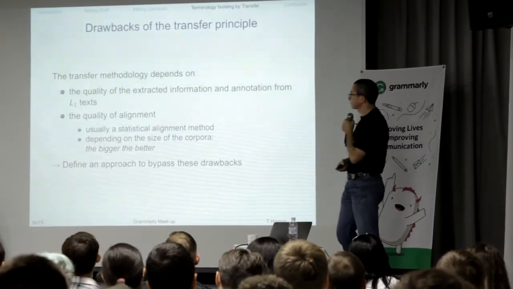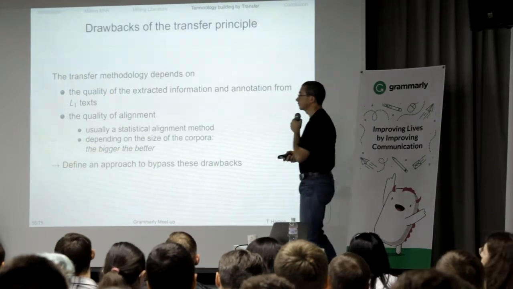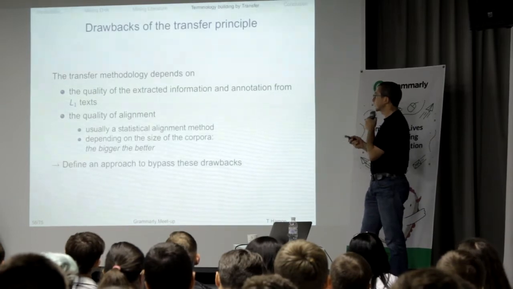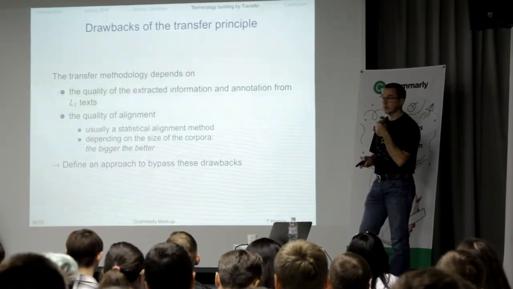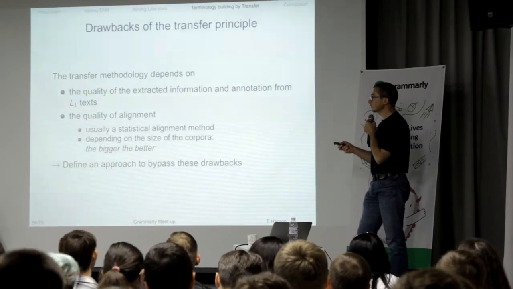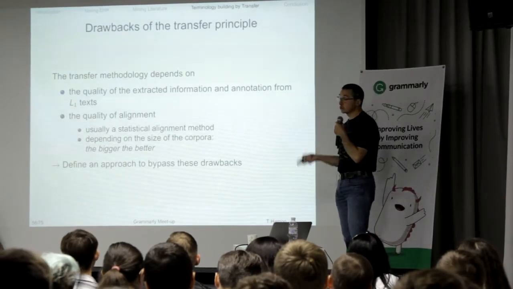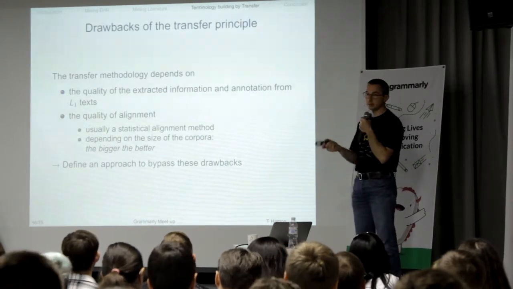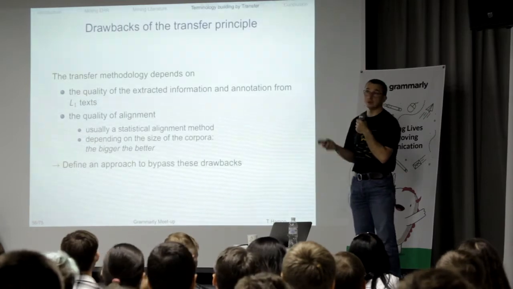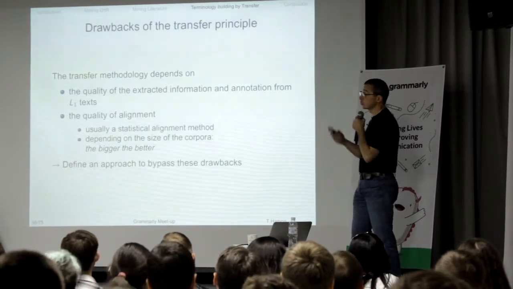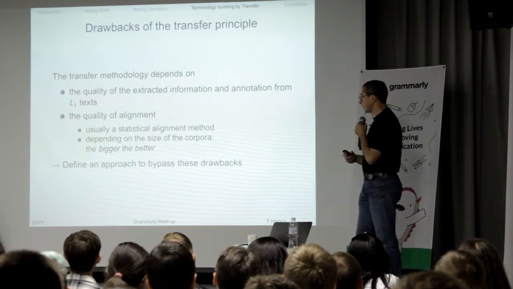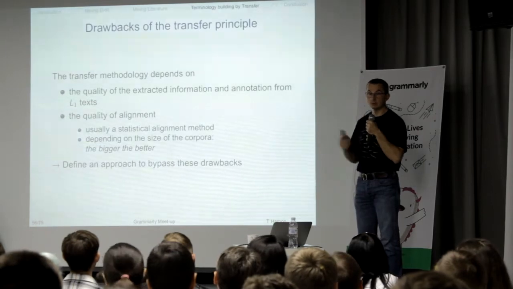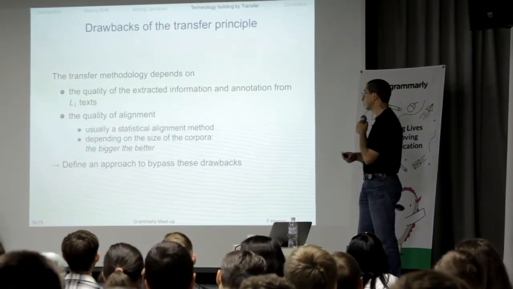But there are drawbacks. First, the quality of the method will depend on the quality of the extracted information on the L1 text, and also on the quality of the alignment. And usually the alignment of text is based on a statistical method, so it depends on the size of the corpora. So usually bigger is better. And on low-resource languages, we don't have a lot of parallel or aligned text.